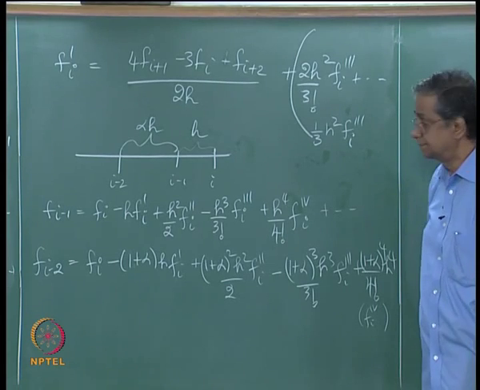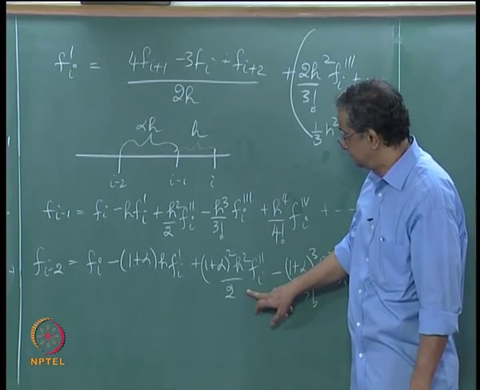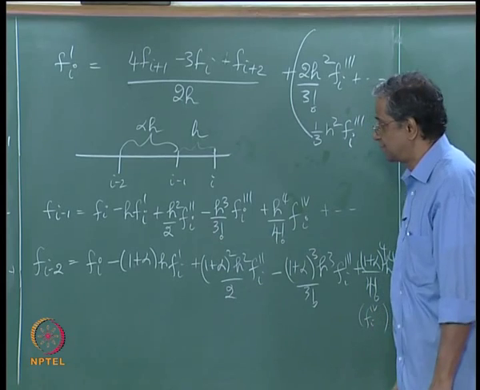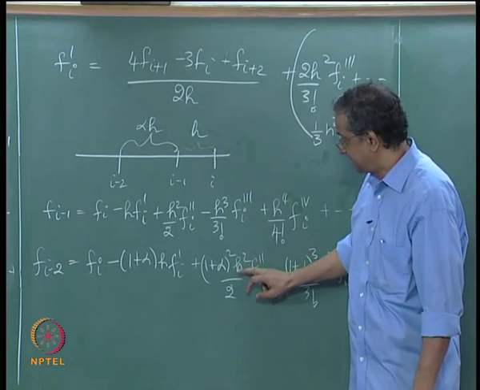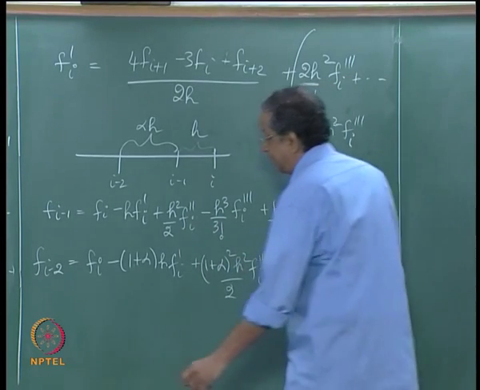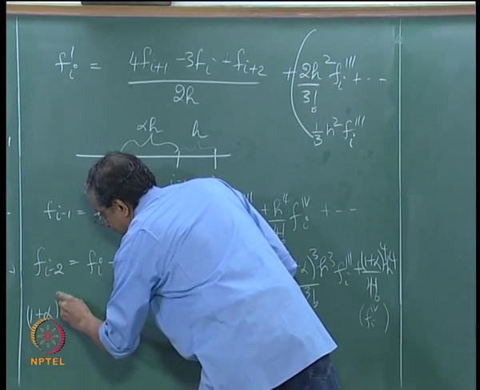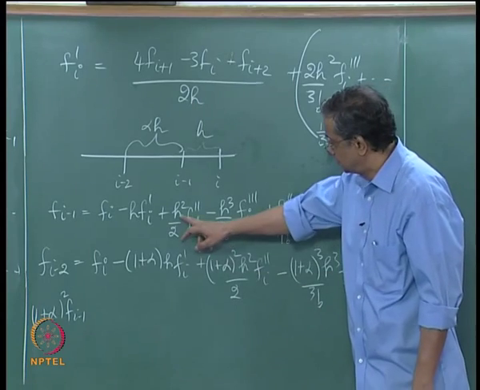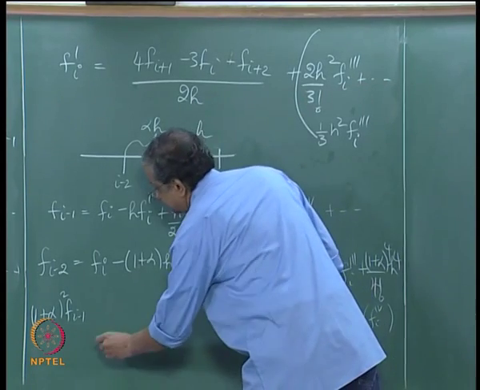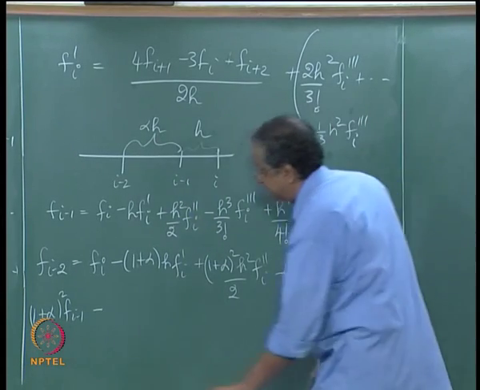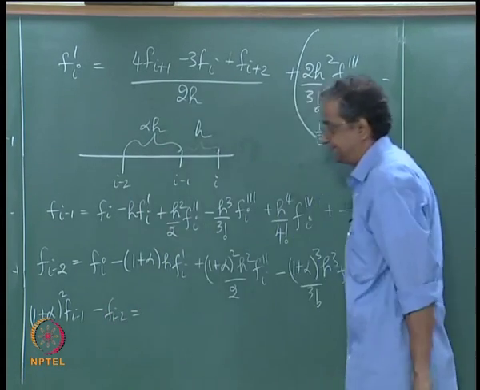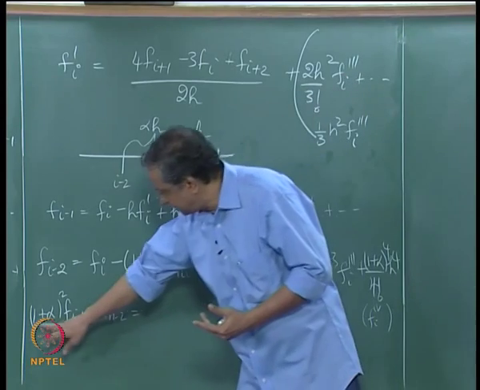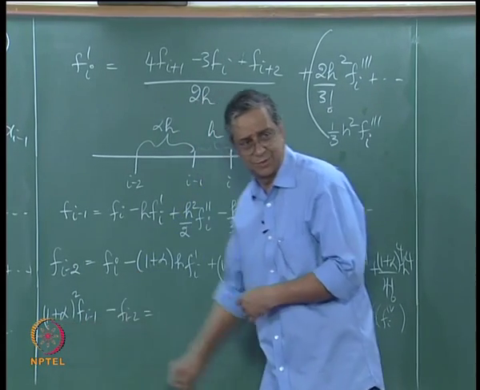What do I do now? So if I multiply the first equation by 1 plus alpha squared, I should be able to cancel out the second derivative term, okay. So 1 plus alpha squared f at I minus 1, 1 minus, I am going to subtract out this term, f at I minus 2 equals. So you should be happy if alpha is 1, 1 plus alpha squared is 2 squared, which is 4, which is what we did earlier, right. So that is not bad.